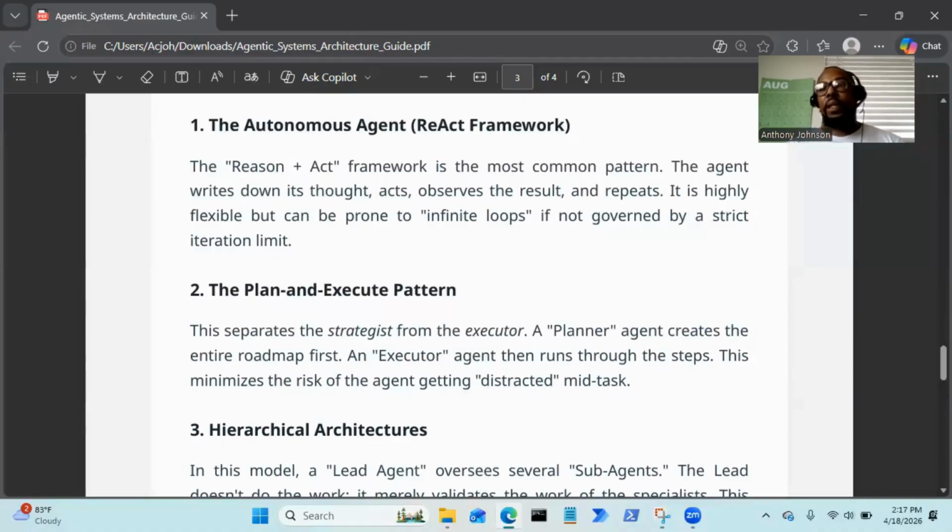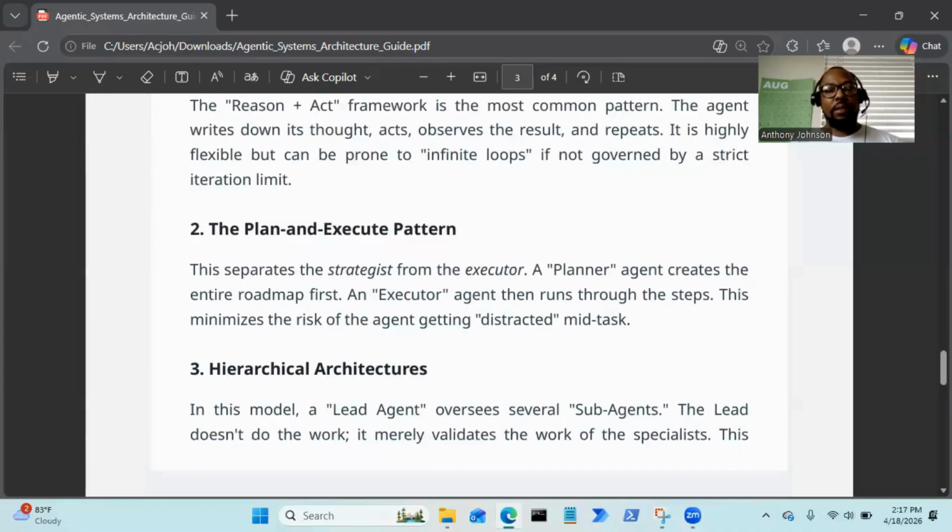So plan and then execute. This will minimize a lot of the issues in regards to hallucinating and just burning up memory and things like that and tokens.